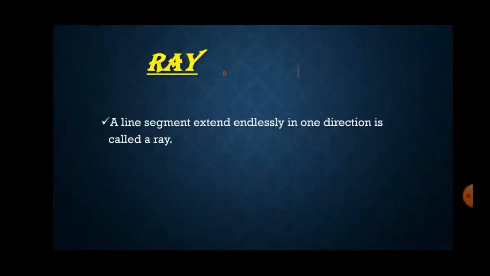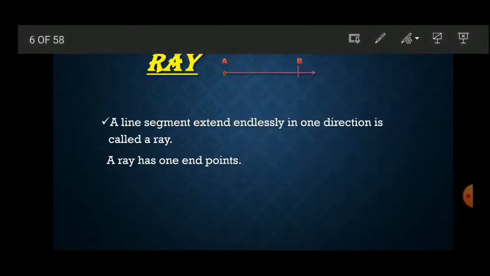The next building block of geometry is ray. A line segment extended endlessly in one direction is called a ray. A ray has only one end point, as here we can see that this is the end point and the arrow indicates extended endlessly in one direction.